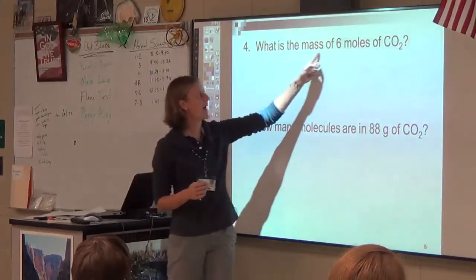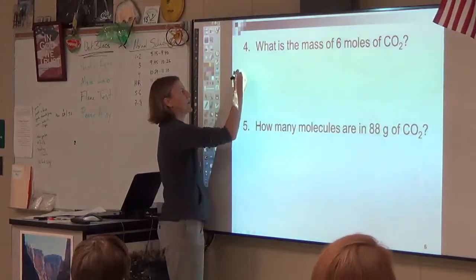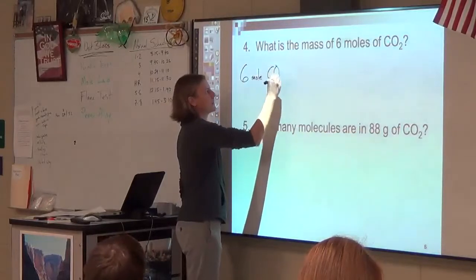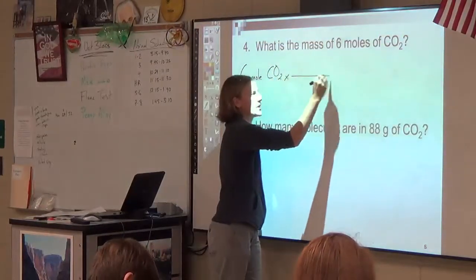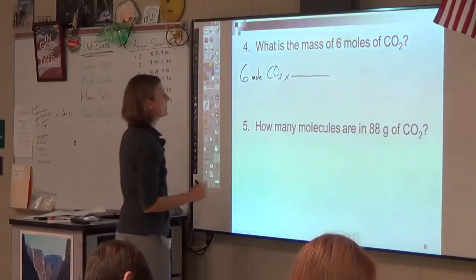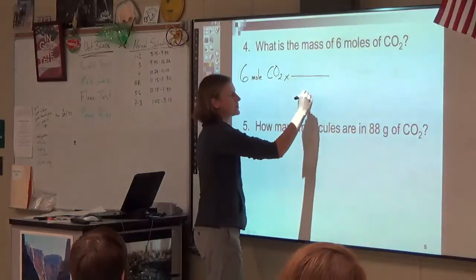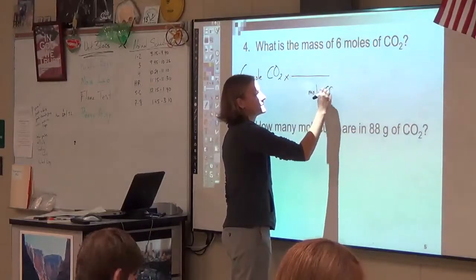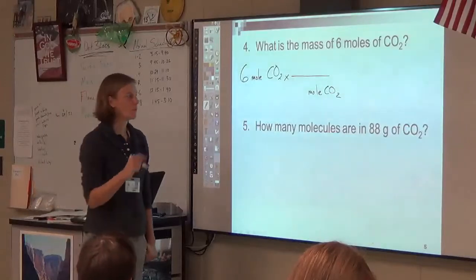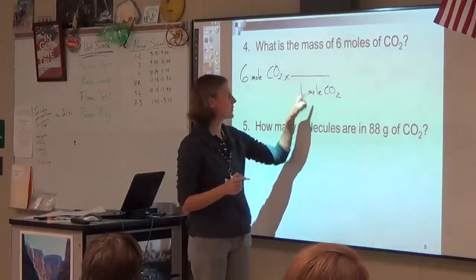Well, what's the mass of 6 moles of CO2? You still want to start with the given. So I'm going to write 6 moles CO2, times sign, fraction bar. So that was my given. You always start by writing that down. And I want to cancel out units on the bottom. So whatever units I have here, moles of CO2, should go on the bottom. And one of the nice things about doing dimensional analysis here is that the number 1 always goes with the mole. One mole is a relationship we should know with something.